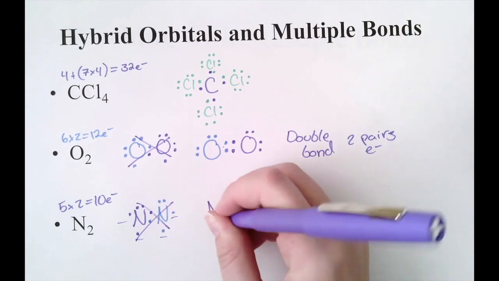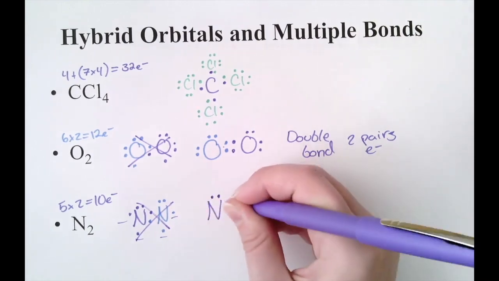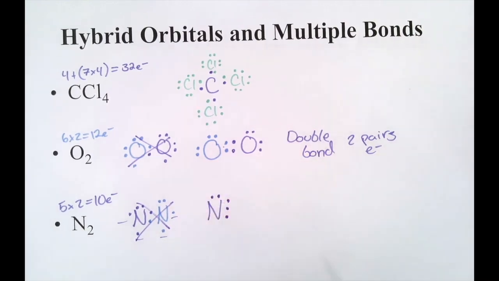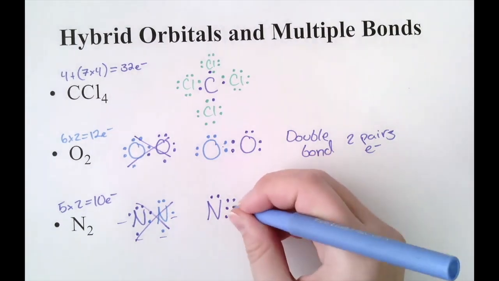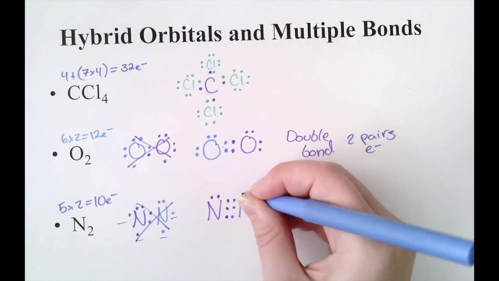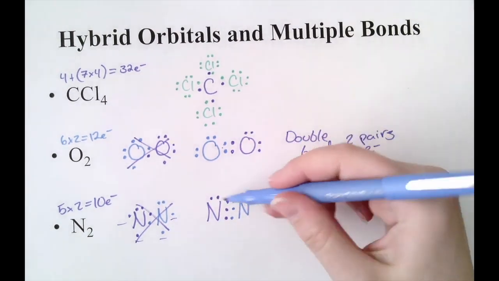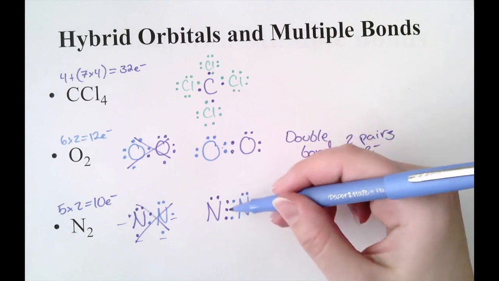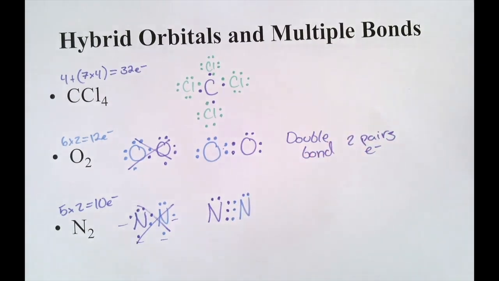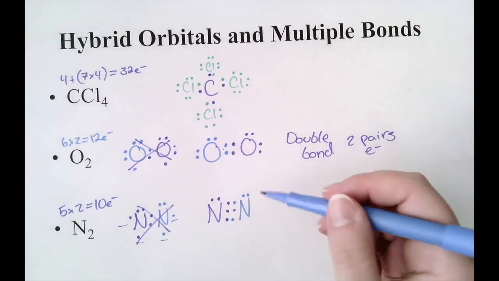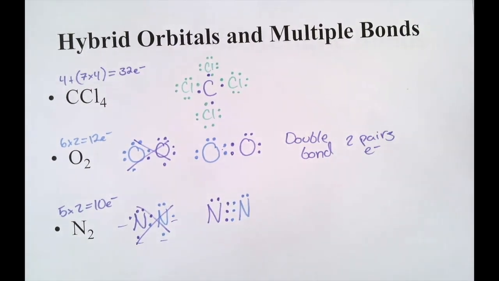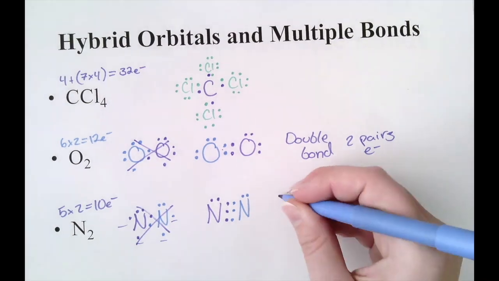So if I draw our dot structure like this, now we can see that each of our nitrogens has 2, 4, 6, 8 electrons around it. Here we have our nitrogen sharing 3 pairs of electrons, so we call this a triple bond.